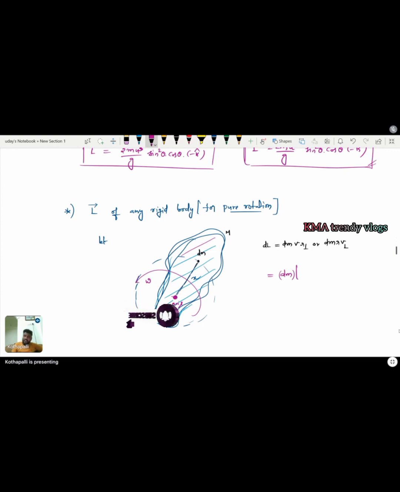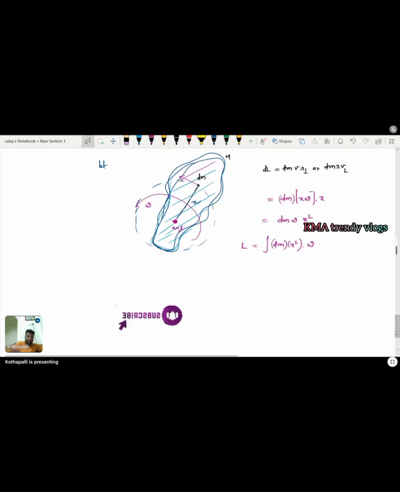Now it is rotating with angular velocity omega, so its linear velocity will be what? V is equal to R omega, so x omega because the radius is x. Into R perpendicular, which is x. So dm into omega into x squared. Now the angular momentum will be the integral of dm into x squared into omega. Here x is variable, obviously, since if I take the point mass at different positions, the x value will change. So I'll keep omega outside and this part separately as the integral of dm into x squared.